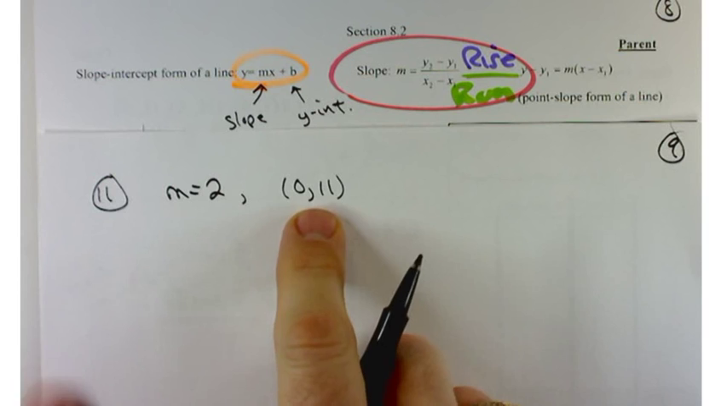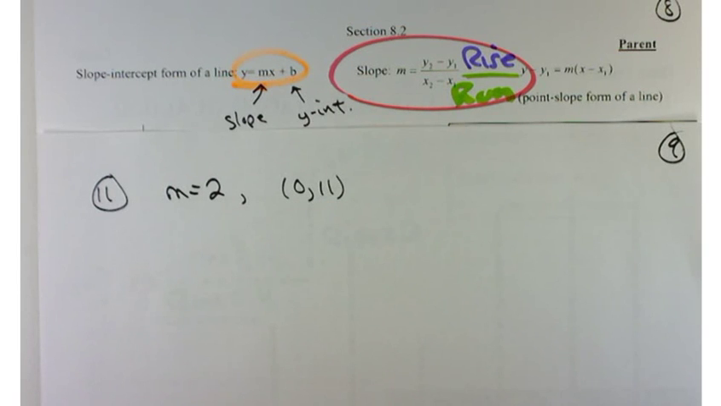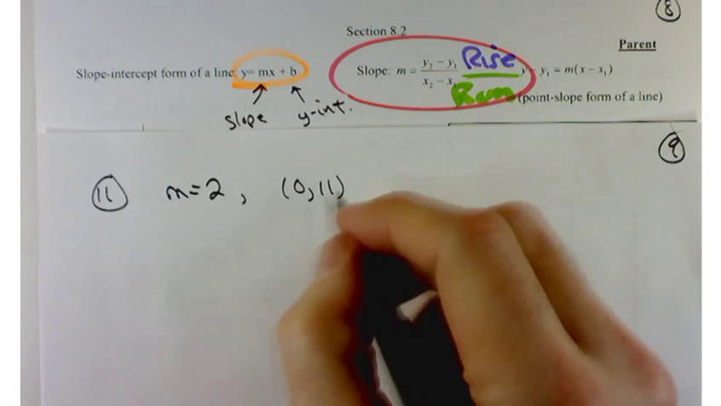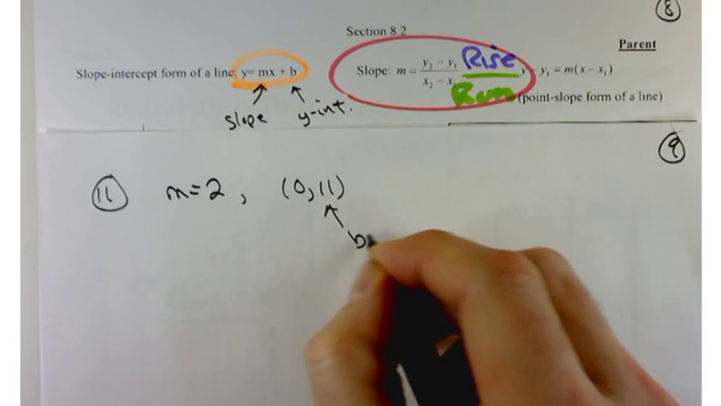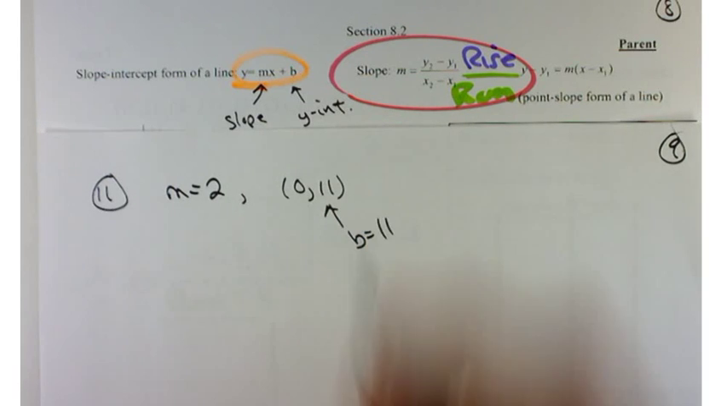Well, I guess the one thing I'd ask you to think about is this. Where would you find the point 0, 11 on your graph? What feature would it be on? Yeah, it's the y-axis. It's your y-intercept. It's right on the y-axis. So this right here in particular, that's b. b is 11.